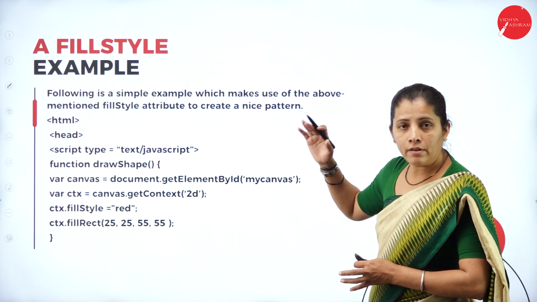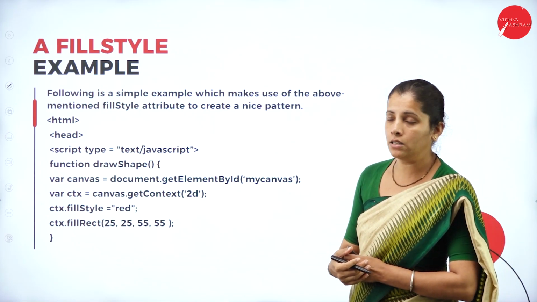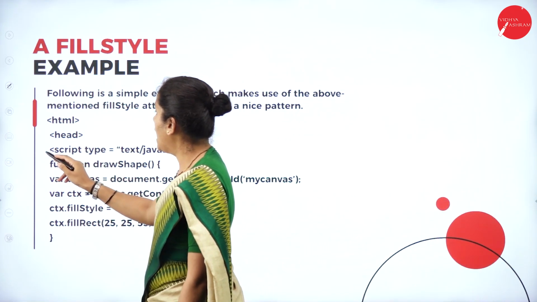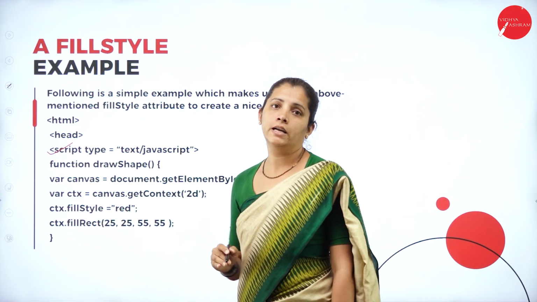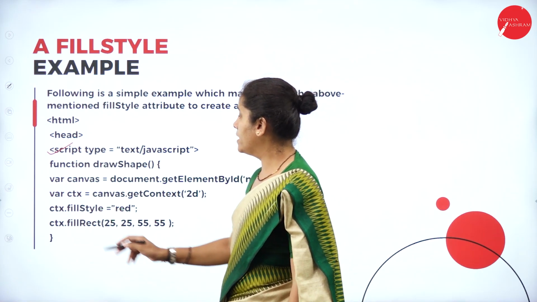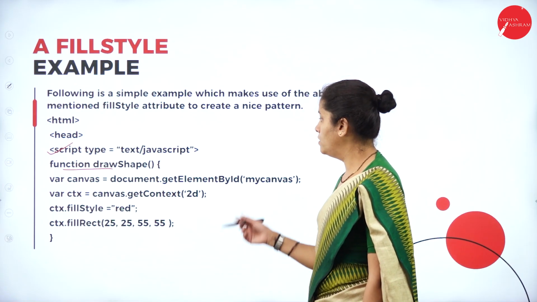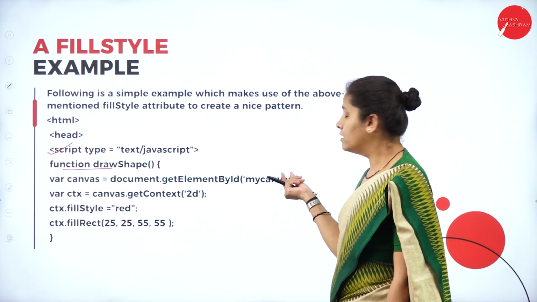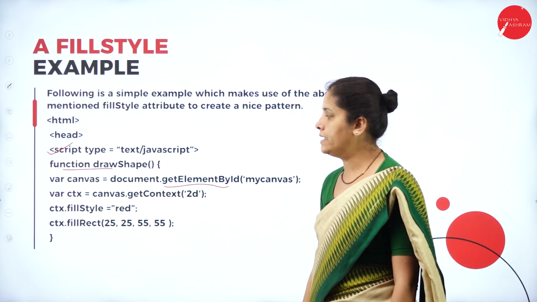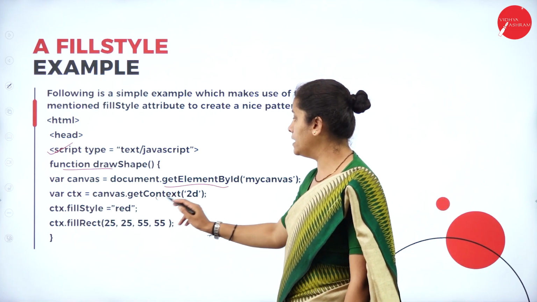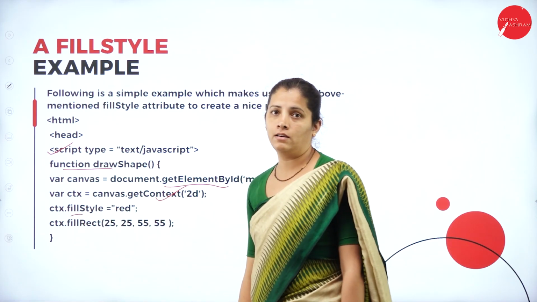Now, I have an example program showing how to fill the color. Here I have a script. What kind of script? It is JavaScript, or it may be text. Then I have a function called drawShape. How am I going to get the canvas ID? That is through getElementById, and I can get the rendering context, which is 2-dimensional. Then fill style, in the sense of what?